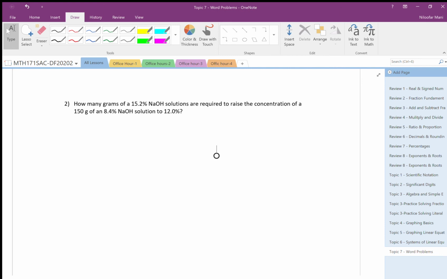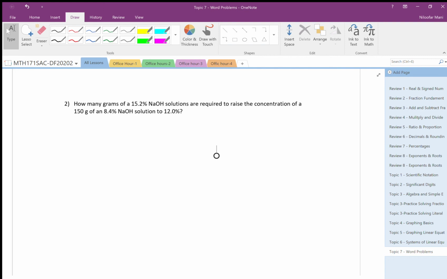I'm going to finish these two questions here. One of them is: how many grams of a 15.2% NaOH solution are required to raise the concentration of 150 grams of an 8.4% solution to this? So we want to know how many grams we have to add in order to change the concentration.